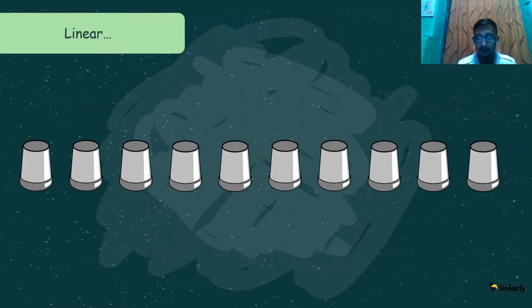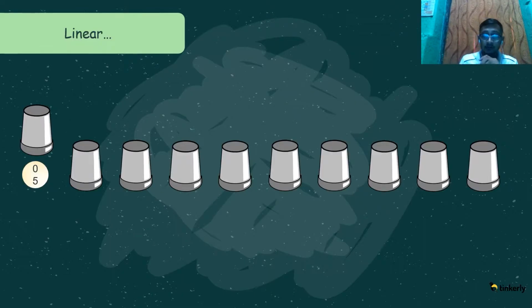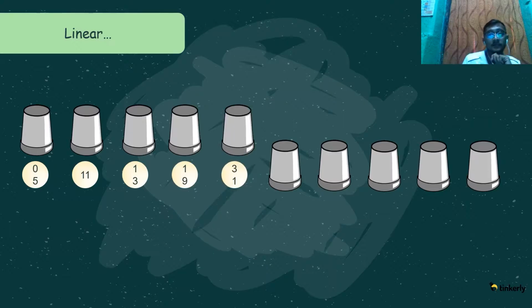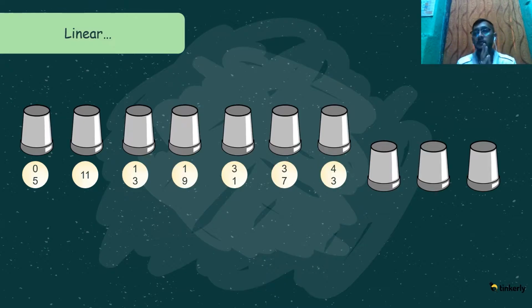So just follow the linear approach. I remove the first, this is the 5 number ball. Then the second one is the 11 number ball. Then the 13 number, and the 19 number, then the 31 number, then the 37, then the 43 number.